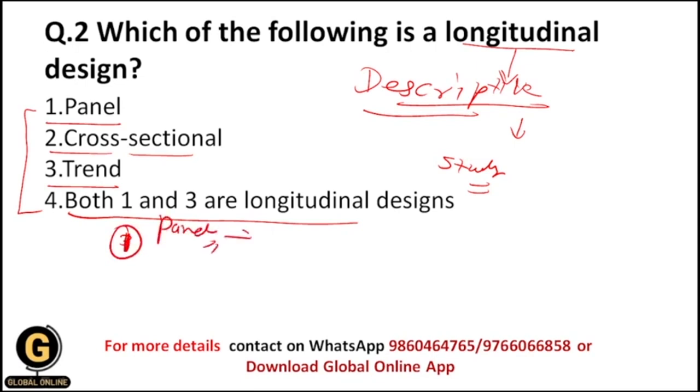Okay, panel study. So panel study is the type of longitudinal design in which the unit of analysis is observed at specific intervals over a long period of time. Now the second study is cohort. Okay. So within a cohort study, we collect information from a group of people who share specific characteristics.